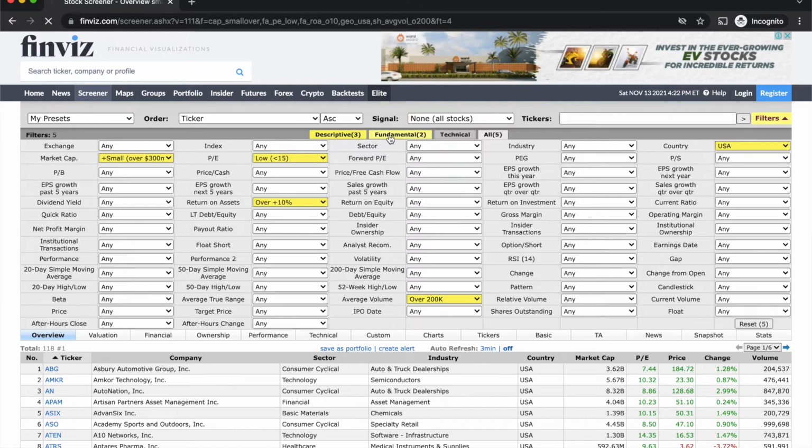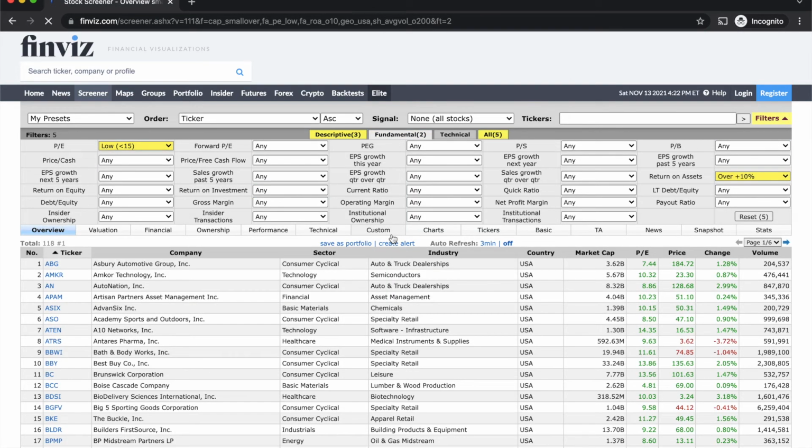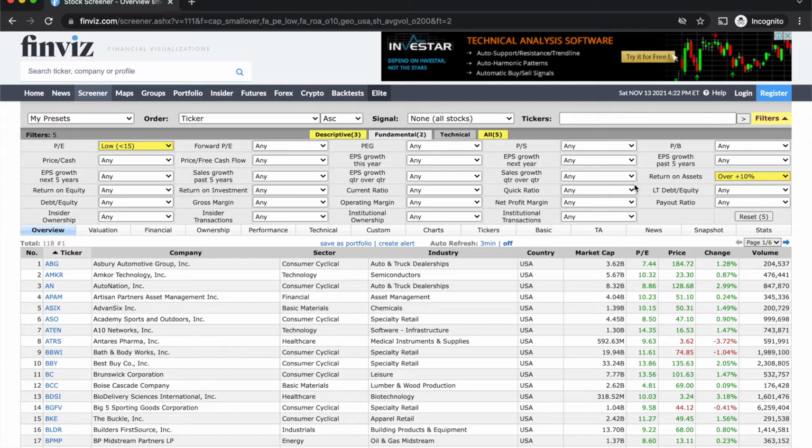If I go to the fundamental tab, you will see so many parameters are available. Please do not use parameters that you don't understand. Don't use ratios that you do not understand. Stay away from them. Just because somebody is using those ratios in a certain book or on a certain video, do not follow them.